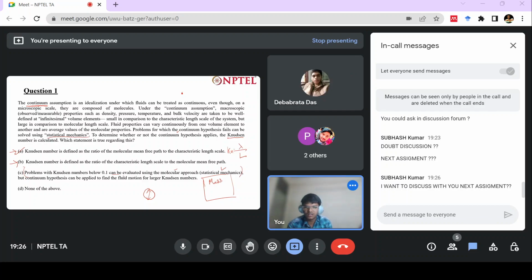Okay. But what about the second part of this statement? Continuum hypothesis can be applied to find fluid motion for larger Knudsen numbers. This is false, right? That's what we discussed. For large Knudsen numbers, there will be statistical variations, and the continuum hypothesis does not have the capability to identify those statistical variations. We will not be able to compute those statistical variations. So overall, this statement is false.